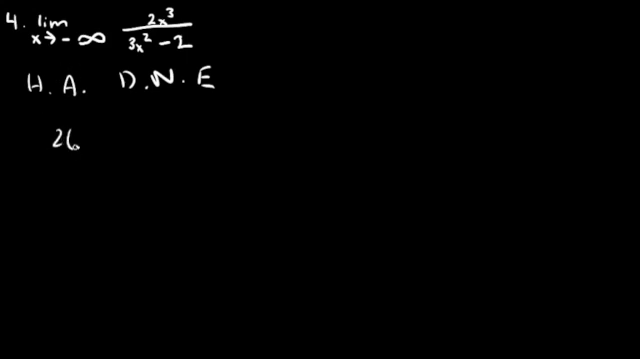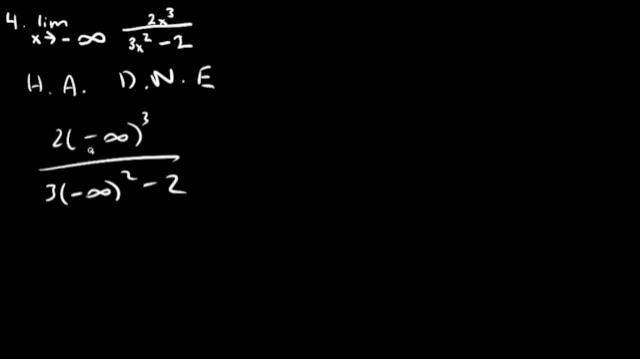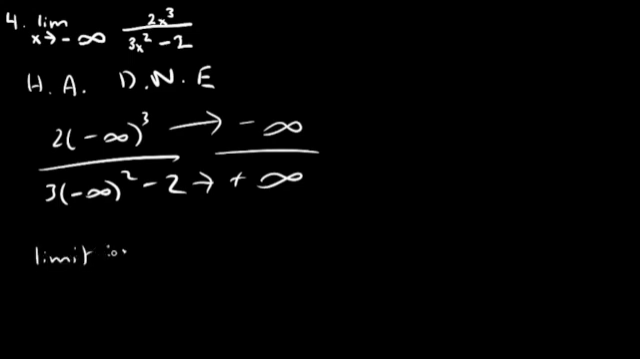So you get 2 times negative infinity cubed over 3 times negative infinity squared minus 2. Now the top, the numerator, anything cubed stays negative, so we get negative infinity. And the bottom, negative infinity squared gives us positive infinity, right? And so then this is similar to the last problem. A negative divided by a positive gives you a negative, so the limit is negative infinity. That would be your answer.